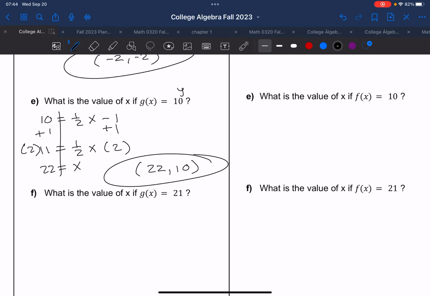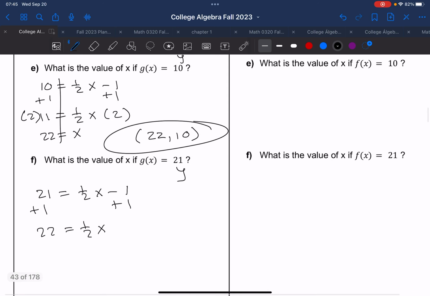And then last one, F, says what is the value of x if g of x is equal to 21? 21 is our x or our y? Our y. So I have 21 is equal to 1/2 x minus 1. What's my first step? Add 1. So I have 22 equals 1/2 x. How do I get rid of that 1/2? Times 2 to both sides. So I get x is equal to 44, which means my point is what?